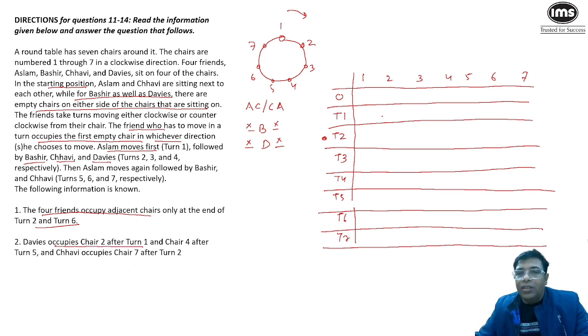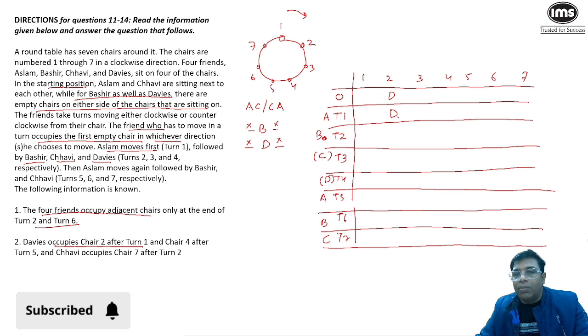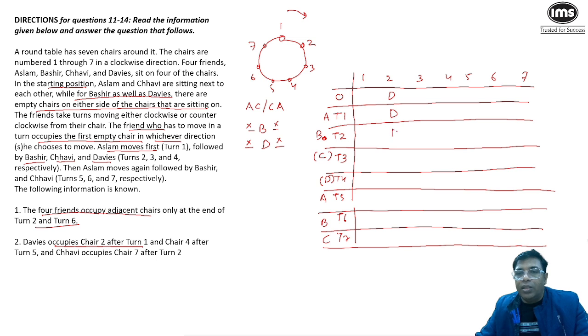Now after turn 1, if Devis is occupying chair number 2, which clearly means originally also Devis will be sitting at chair number 2. Why? Because Devis can only move in turn number 4. In turn 1, A will move, in turn 2, B will move, turn 3, C will move. So if it is given that after turn 1, D is at chair number 2, it actually means that D is originally sitting at chair number 2.